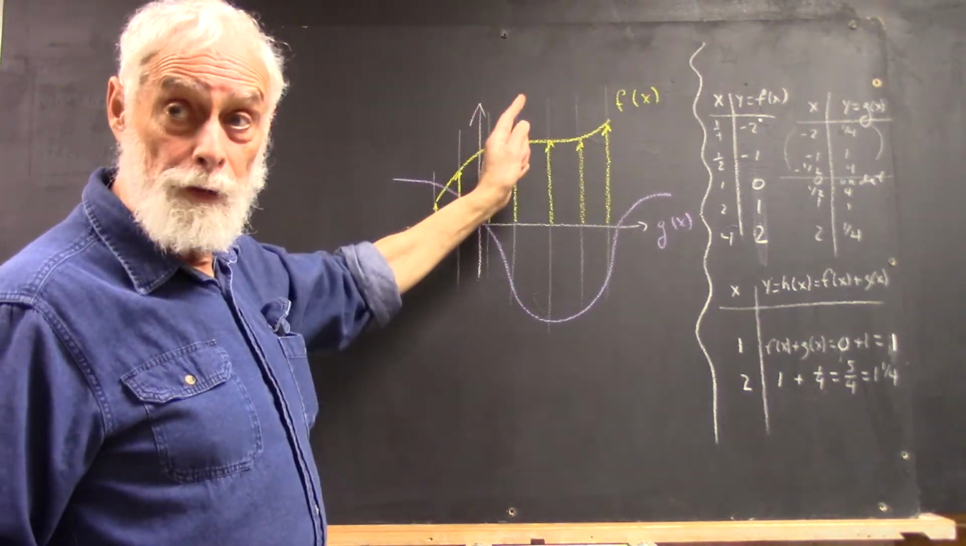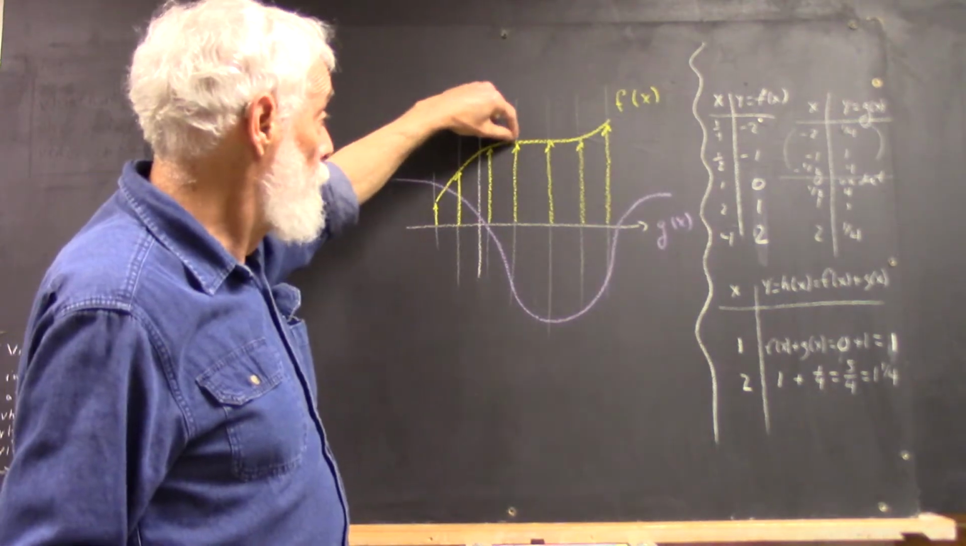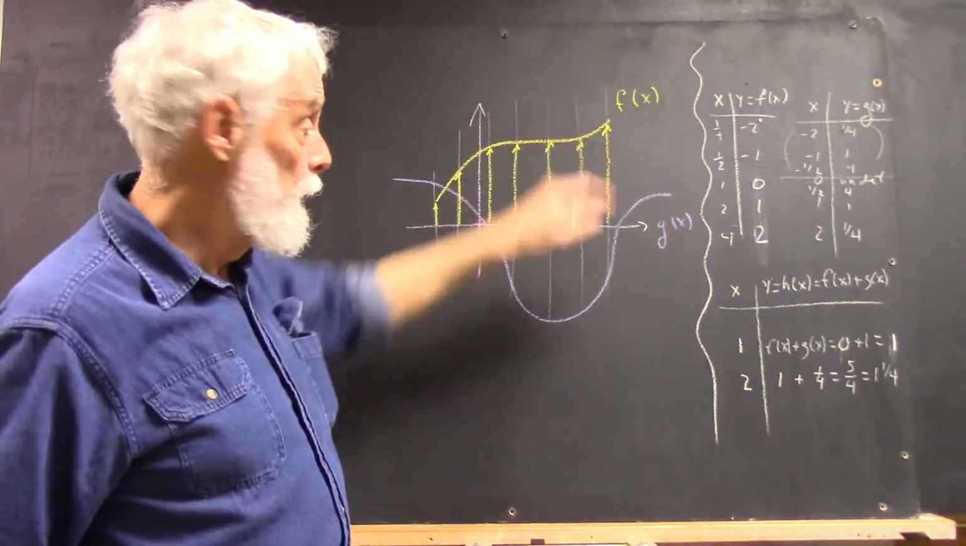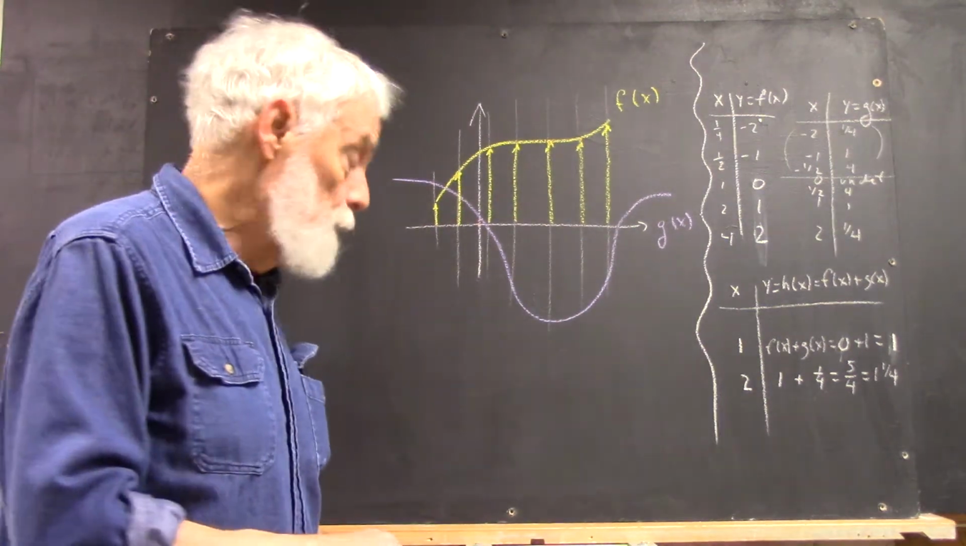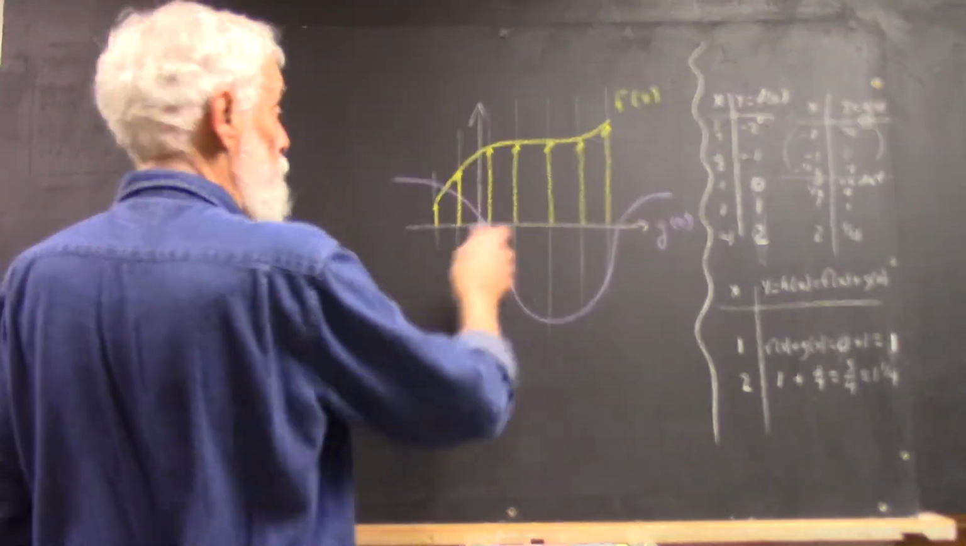But these arrows represent the values of f of x. These are the y values. These are the y coordinates of these points on the f of x graph, and they correspond to these values of x, right? Well, we do the same thing for the g of x values.